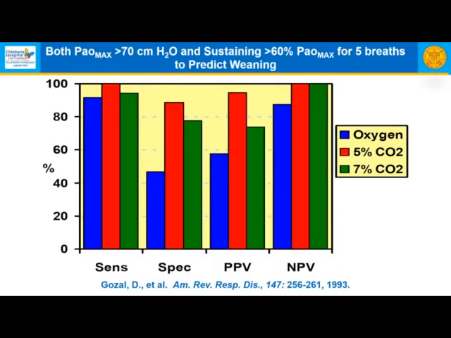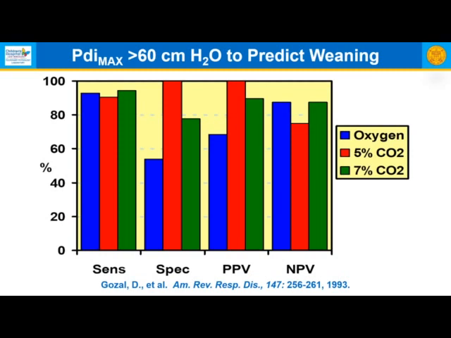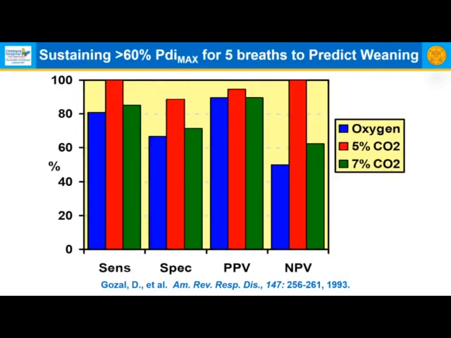Both greater than 70% airway opening pressure and sustaining greater than 60% airway opening pressure for 5 breaths to predict weaning. You can see again, all were better, but breathing 5% CO2 had the best sensitivity, specificity, positive and negative predictive values. PDI max greater than 60% to predict weaning. Again, 5% seemed to be the best. Sustaining greater than 60% PDI max for 5 breaths to predict weaning. Again, 5% CO2 best across the board.